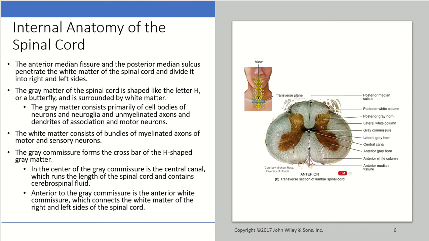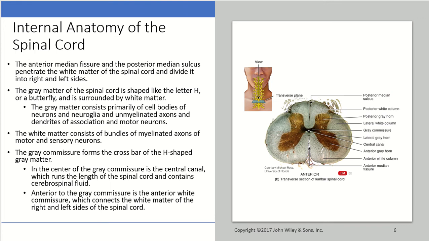So the gray matter is going to consist primarily of cell bodies of neurons and neuroglia, as well as unmyelinated axons and dendrites of the association and motor neurons. The white matter is going to consist of bundles of myelinated axons of motor and sensory neurons.